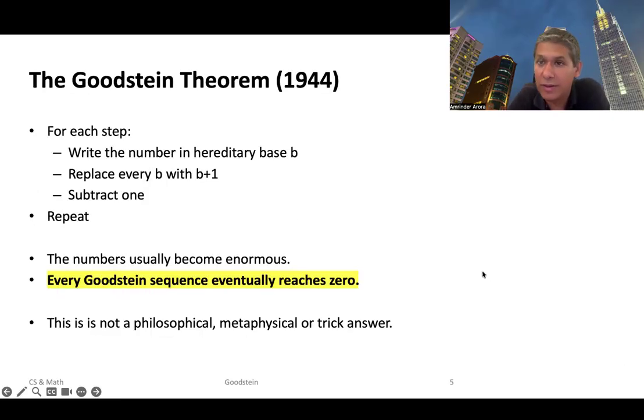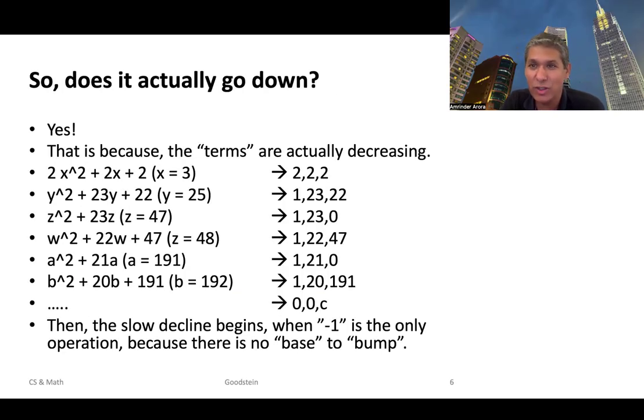And here's the theorem. The Goodstein theorem from 1944 says that if you keep doing this operation that we've just discussed, the numbers become very large, but every Goodstein sequence will eventually reach 0. Now, this is not a philosophical answer, not a metaphysical trick answer. In this case, we mean 0, the familiar 0, the number before 1. So does it actually go down? Yes, it does, but you have to look at it carefully to see how it actually goes down.